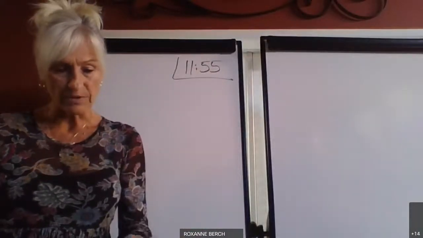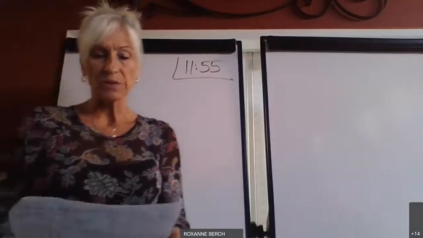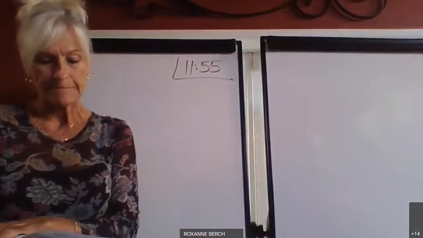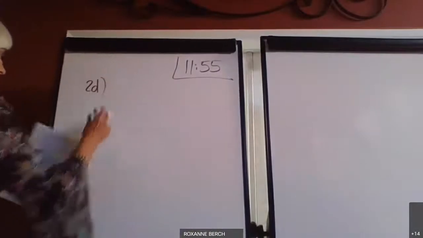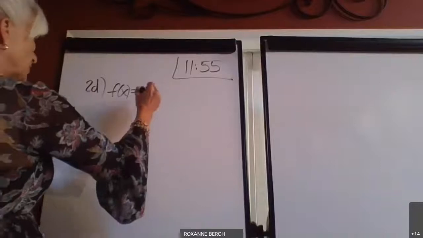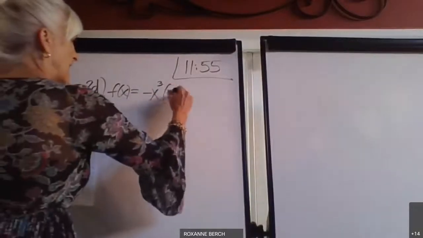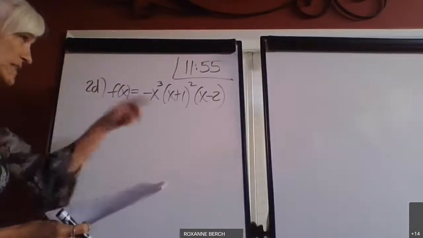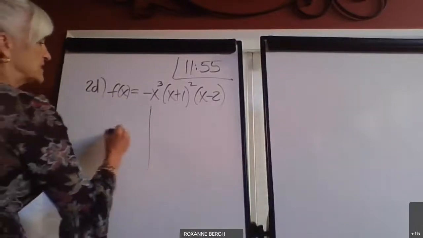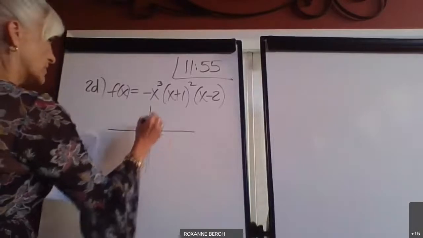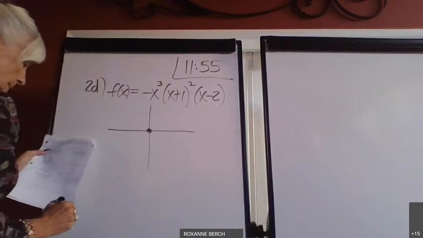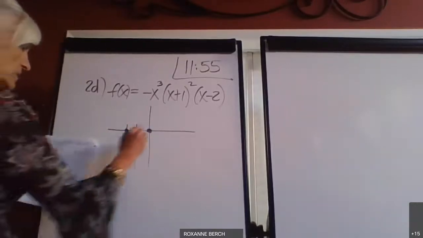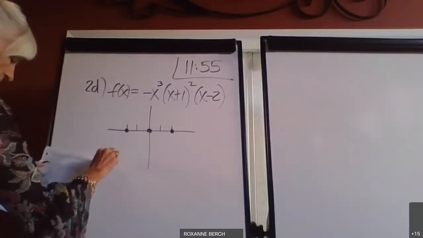So look at number two. On number two, A, B, and C are odd degree. They're all cubics, so there would be no globals. However, on 2D, you have f of x equals negative x cubed times the quantity x plus one squared times x minus two. And they're asking you to put this on a graphing calculator. When you put this on a graphing calculator, there's a zero at zero, a solution at negative one, and also a solution at two. And the graph looks like this.